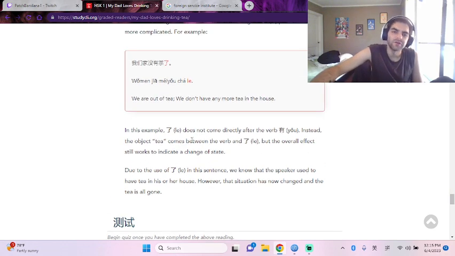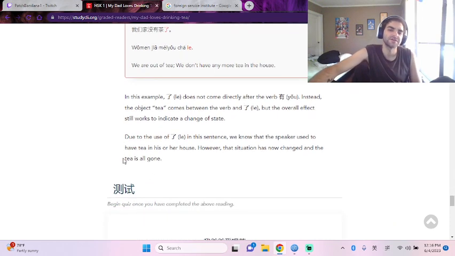In this example, le does not come directly after the verb yo. Instead, the object comes between the verb and le, but the overall effect still works to indicate a change of state. Due to the use of le in this sentence, we know that the speaker used to have tea in his or her house. However, that situation has now changed, and the tea is all gone. 我们家没有茶了. We house do not have tea anymore.